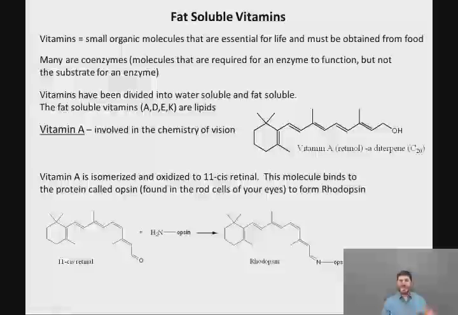And this protein is found in the rod cells of your eyes. In order for you to be able to see, you have these receptors called rods and cones. The rods are the ones that respond the most to light, and the cones respond more to color. So the combination of the protein opsin with 11-cis-retinal forms a molecule called rhodopsin. And you can see what the shape of rhodopsin is on your slide.